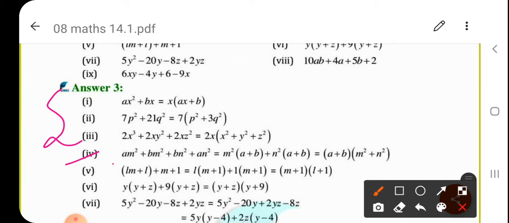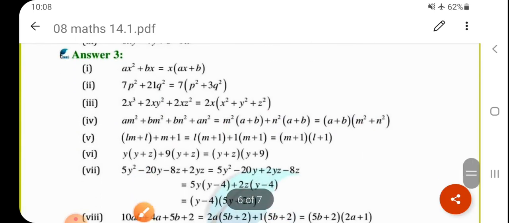In the fourth one you have to make groups of two terms, m square, n square, n square. Now after making the groups, some variables are common, that is m square. So write m square outside into a plus b. Here n square is common, so n square into a plus b. Now out of both these, a plus b is common, so write a plus b, and inside the bracket it remains m square plus n square.